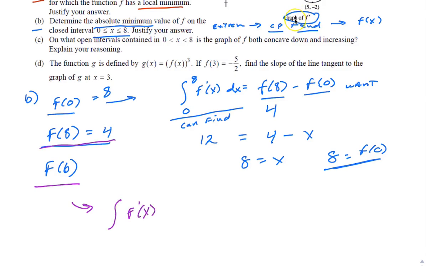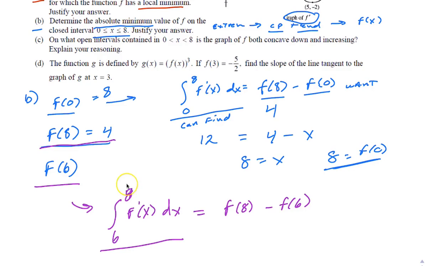Again, I know f of 8 is 4, so put 8 up there and 6 down here. Why 6 on the bottom? Because 6 is lower than 8. Why am I using f of 8? Because I know it equals 4. When you integrate this, you're going to get regular f, and then you're going to subtract the limits. 8 minus 6. So f of 8 minus f of 6.